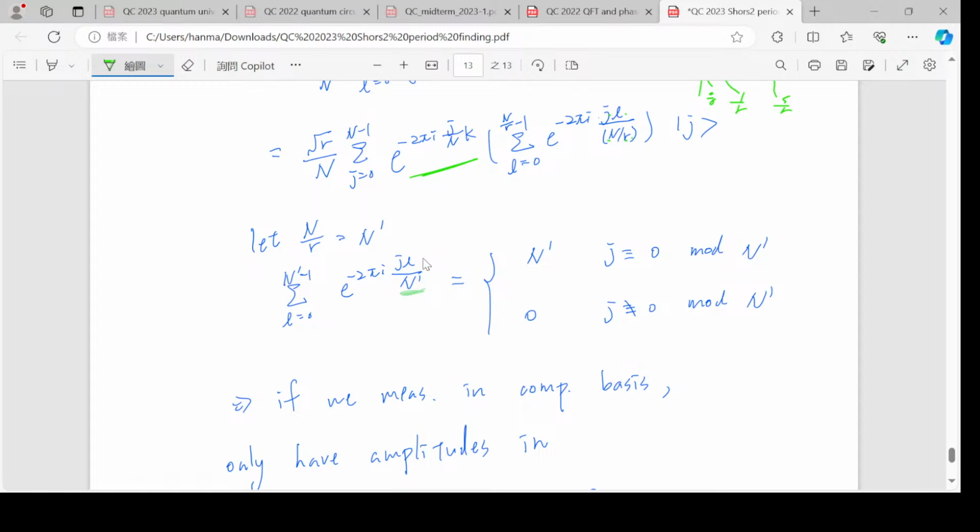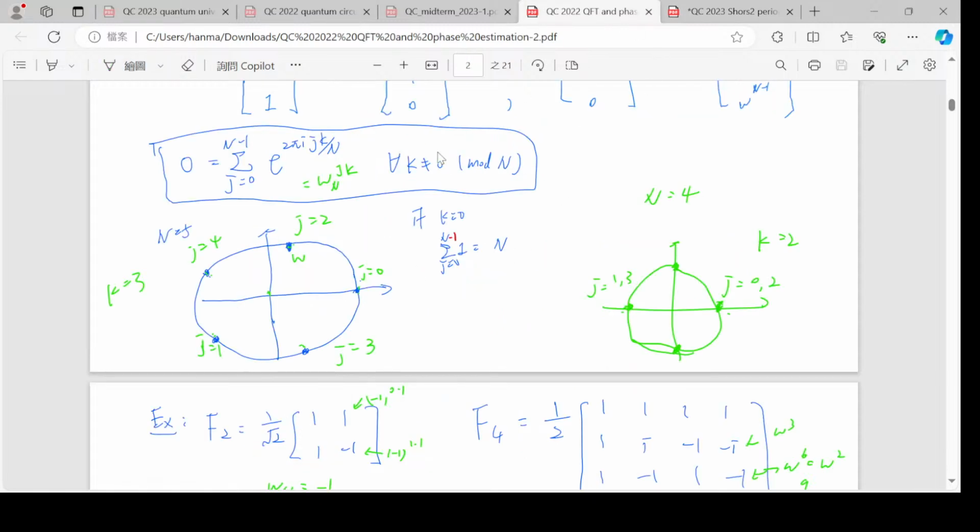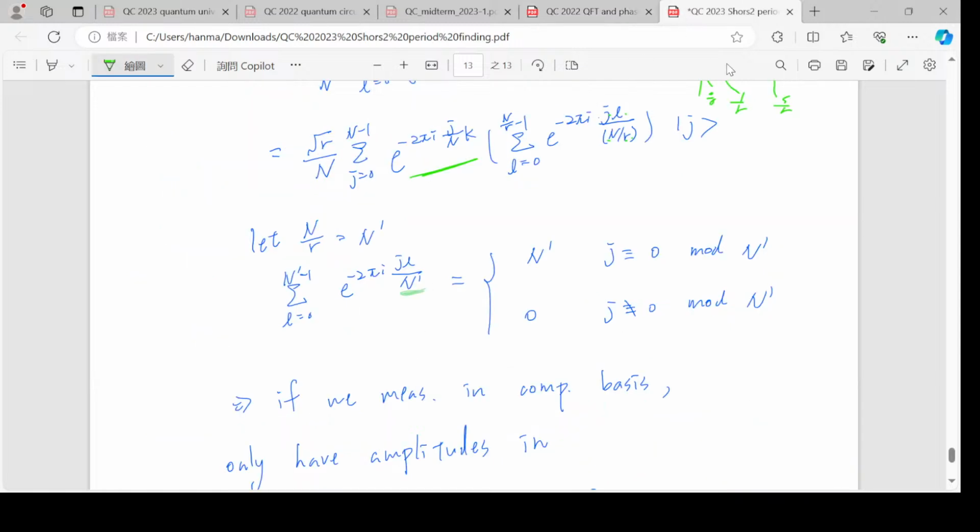And when j is non-zero, then things will go around the circle. So you will be summing over positions on the circle, where the number of partitions is n prime, but anyway they sum to 0. Okay.